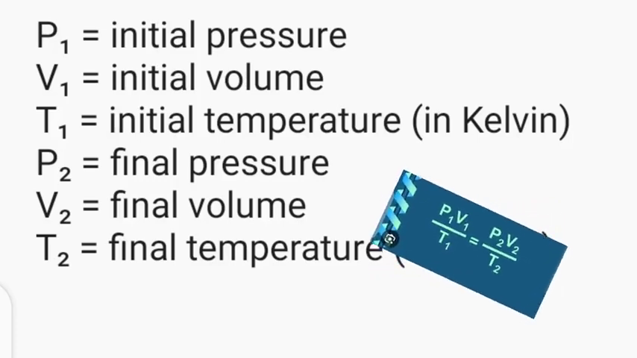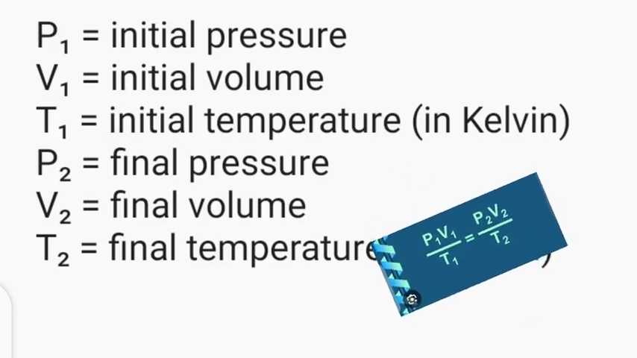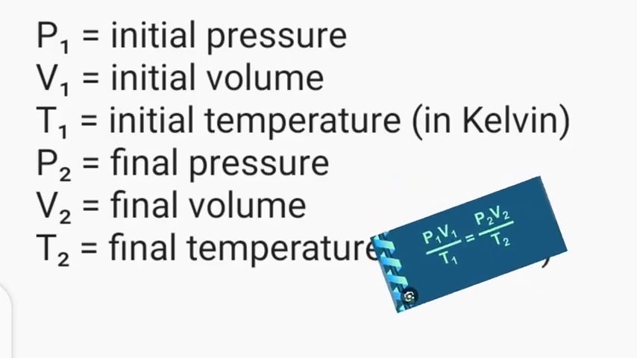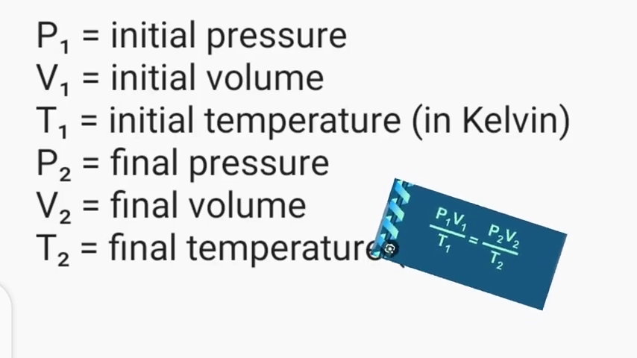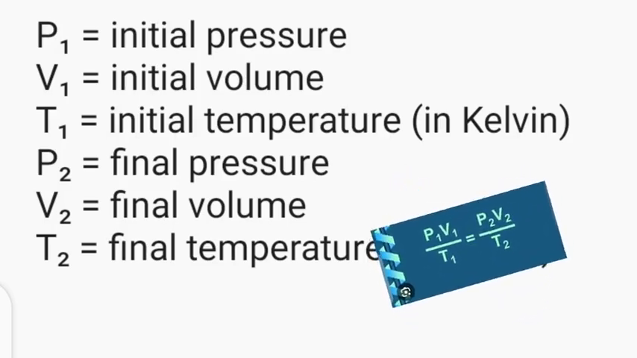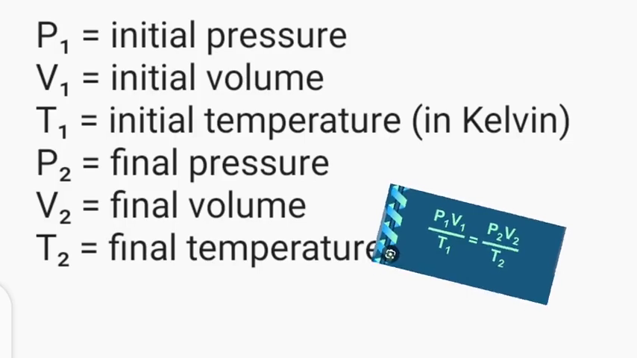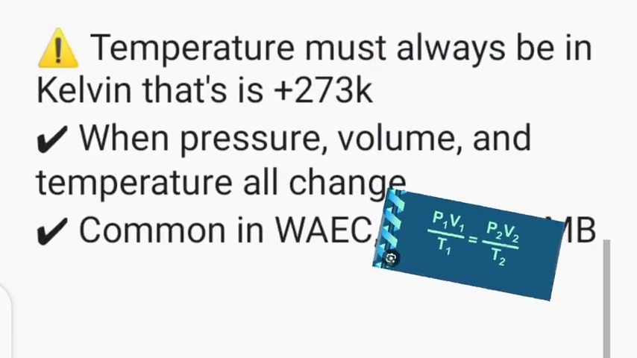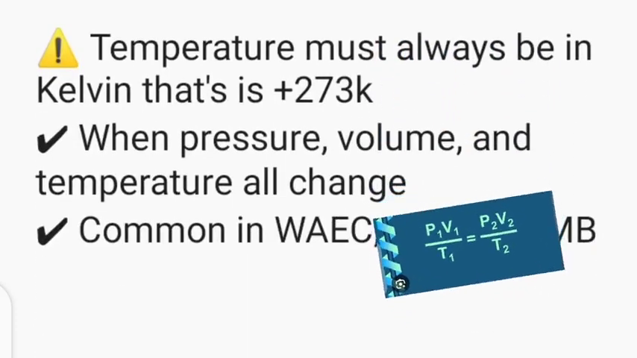So STP is something to distract, but it is still the easiest and simplest, because at STP the volume of something was given to you. At STP you have 0 degrees, which is 273 Kelvin, and pressure, which is 760. And don't forget that your temperature must always be in Kelvin if you want to solve.